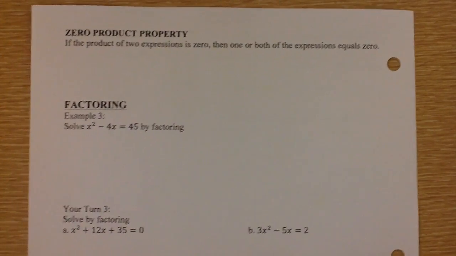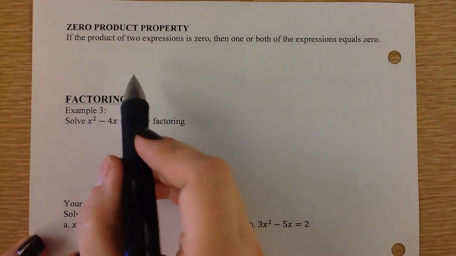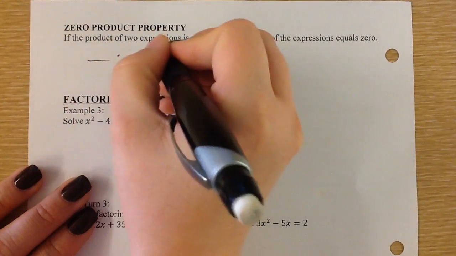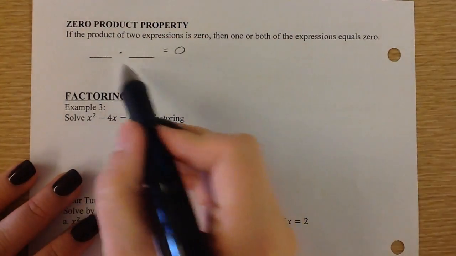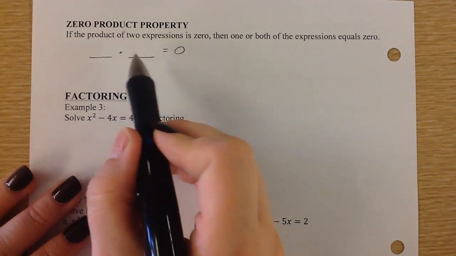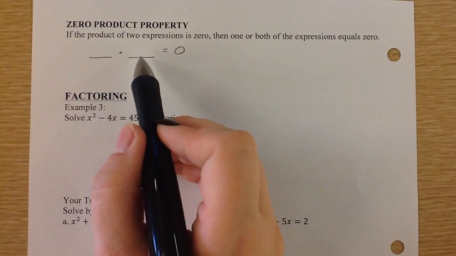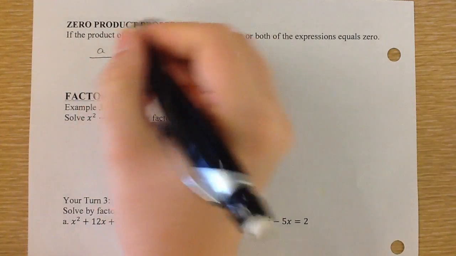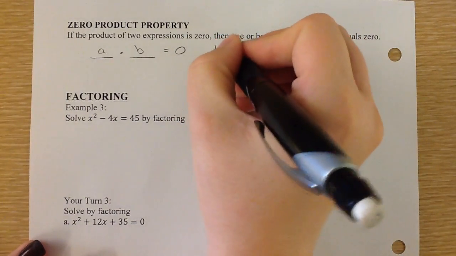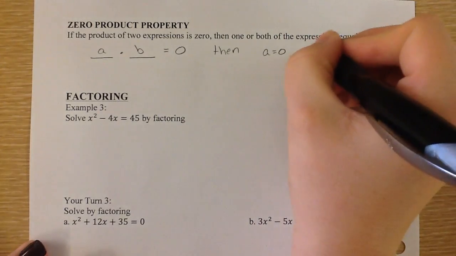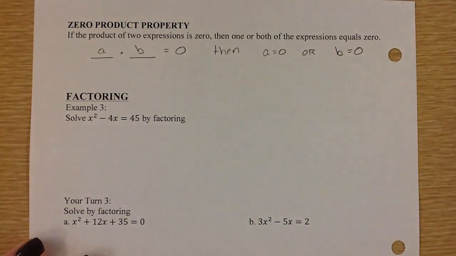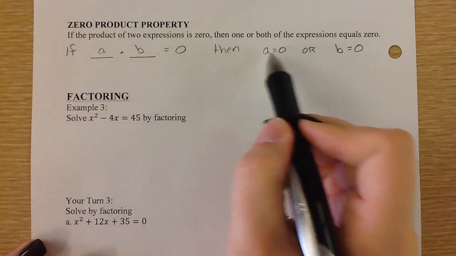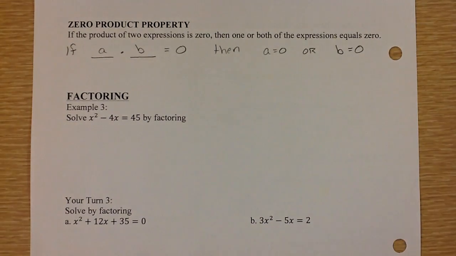The zero product property. If I have the product of two expressions and I get 0, meaning I'm multiplying something times something and getting 0, then one or both of these two things must be 0, because the only way I can multiply and get 0 is if one of them is 0. So if I multiply a times b and get 0, then I know a is 0 or b is 0, or both.